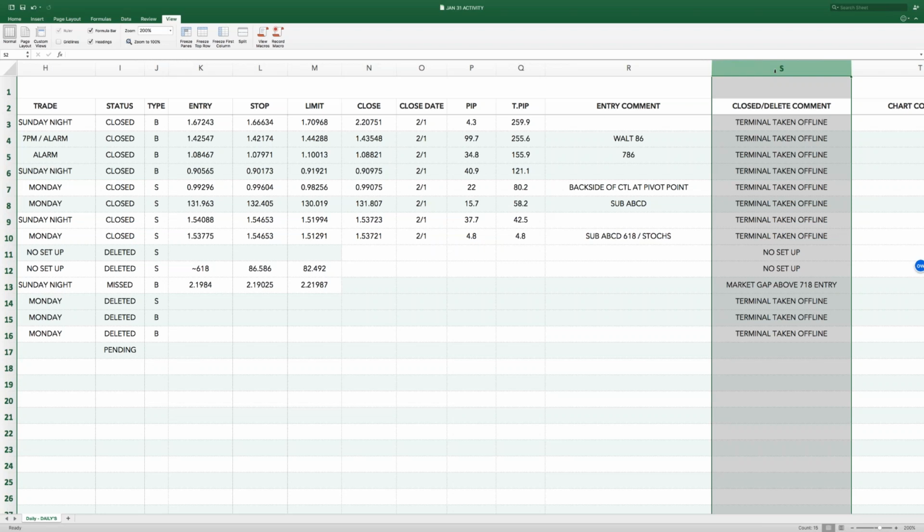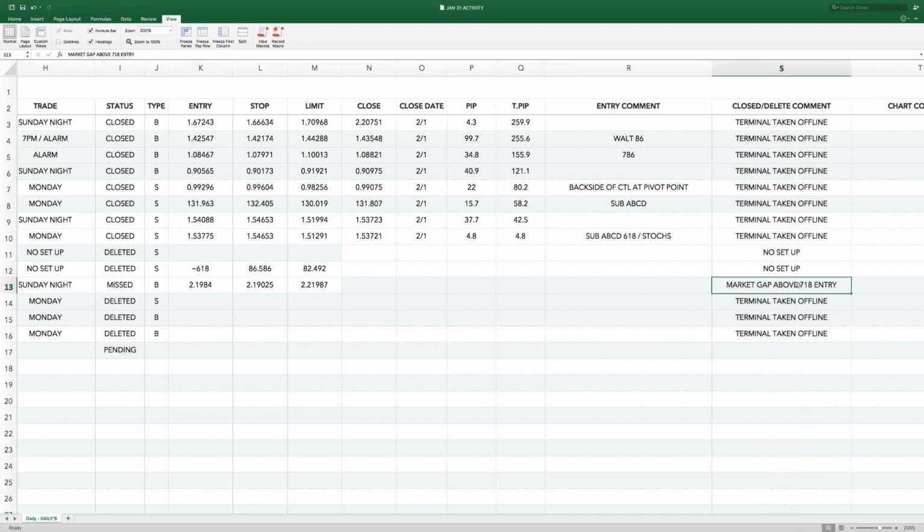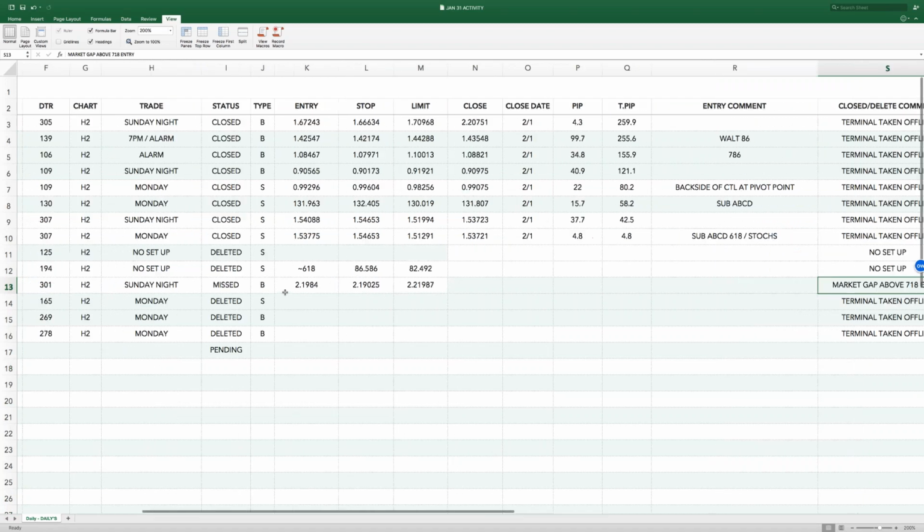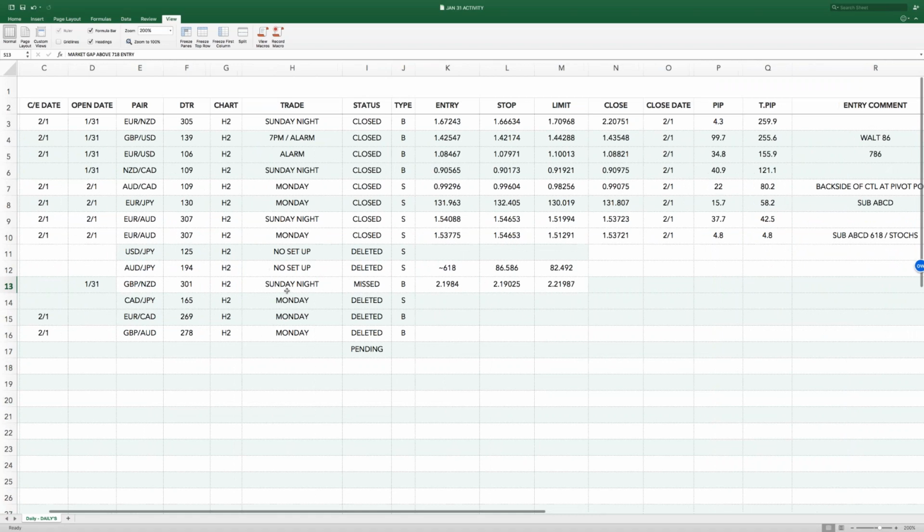I'm going to tell you something as best as I can. But in the closed column, there's going to be something that happened, specifically like the market gapped above our 786 entry right here for that GBP New Zealand pair that happened on Sunday night. So we just want to give a little bit of clarity on how this sheet works and how you can discern it easily and effectively.